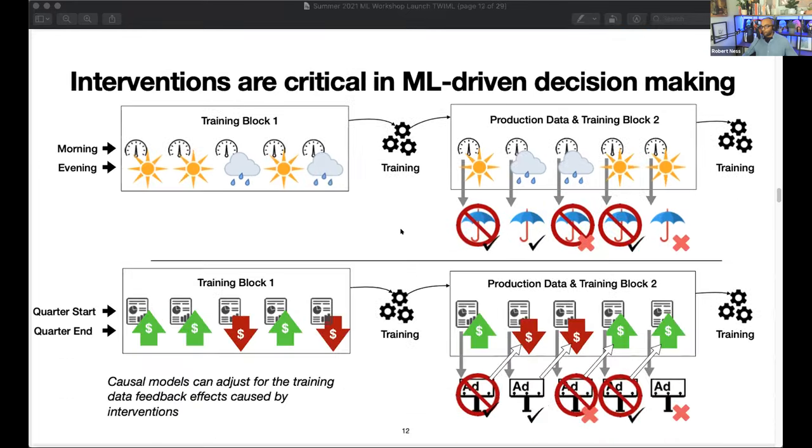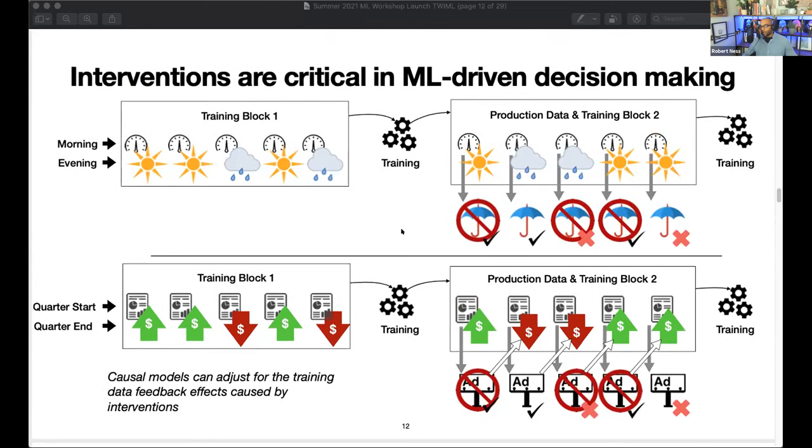But consider this case of advertising. This is basically a mirror of the top case, except instead of a sunny day, I have a good quarter. Rainy day, I have a bad quarter. And instead of a barometer, I have some kind of report provided by a company like, I don't know, Forrester or something like that.